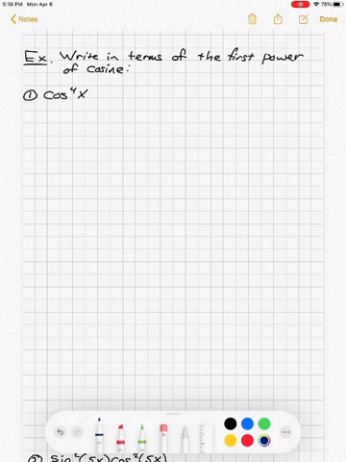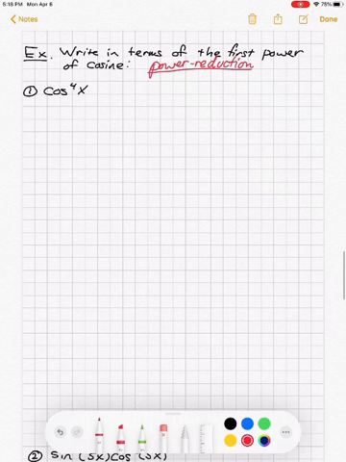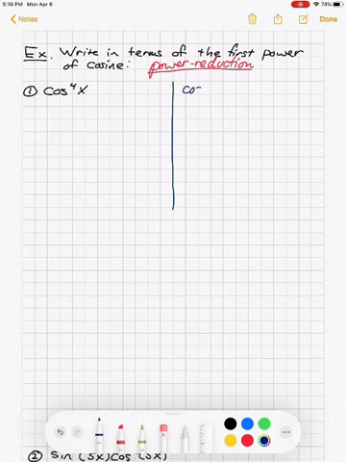Here's something that's actually really useful for calculus. These problems are written in terms of the first power of cosine. In other words, these are power reduction problems. My goal is to reduce the power so I only have a first power instead of, say, a fourth power. Well, it turns out I can get formulas just by thinking about or starting with my double angle formula.